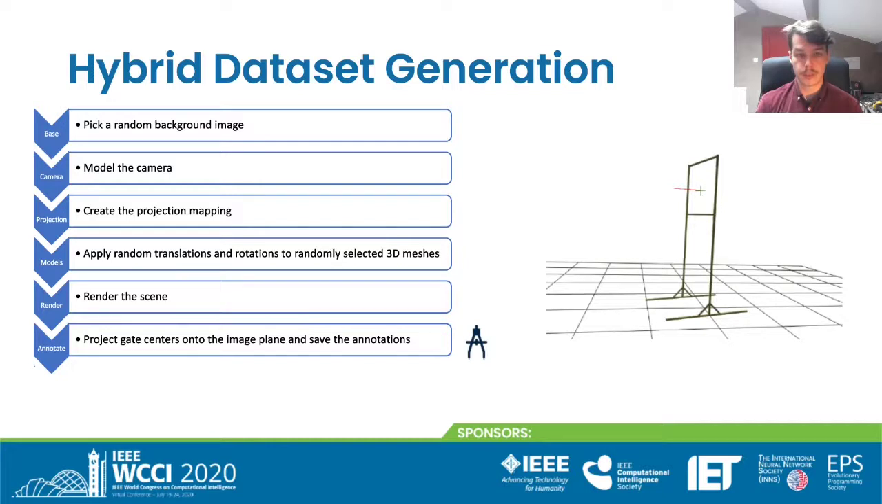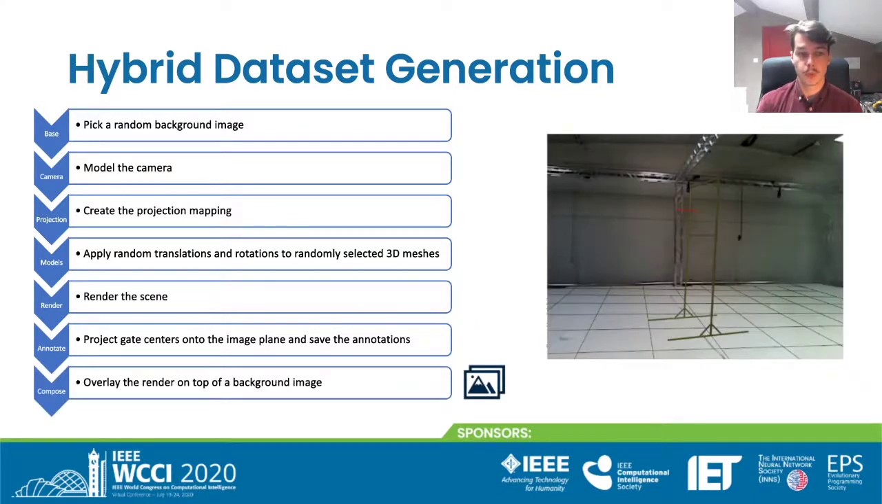We can take advantage of this method to generate any sort of annotations that we would like, for example, the center of the gate, the bounding box of the gate, the orientation towards the camera, or the distance with respect to the camera. Once we have computed all these annotations, we can overlay the rendered image on top of the background image. Here we kept the annotations, such as the perspective grid, to show you that the perspective matches quite well.